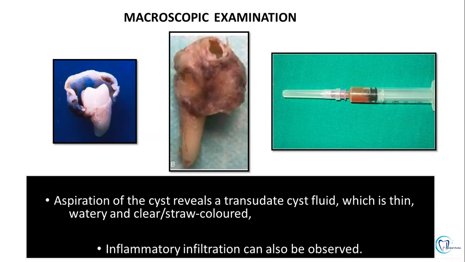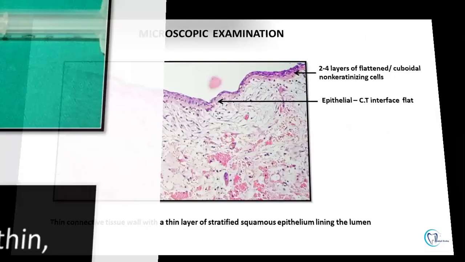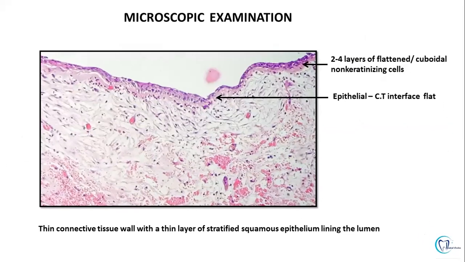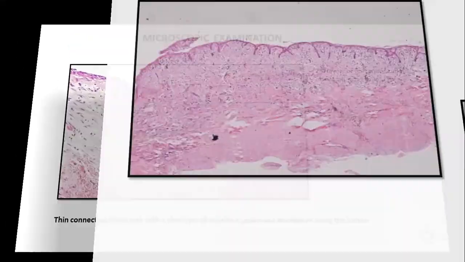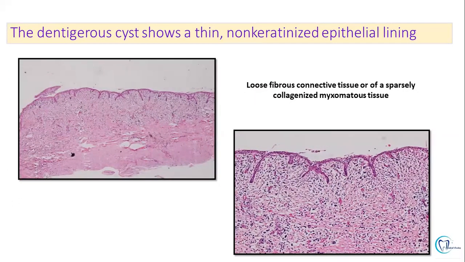Also, in the aspirate, we can appreciate inflammatory infiltrations. In the histopathological presentation, this cyst is a thin, non-keratinized stratified squamous epithelium lining cyst with a thin connective tissue wall. So when we see the histopathology, there will be 2 to 4 cell layer thick non-keratinized epithelium and the epithelial connective tissue interface is flat. The dentigerous cyst shows a thin non-keratinized lining, and the associated connective tissue capsule will show loose fibrous stroma. Sometimes there can be myxomatous areas as well.